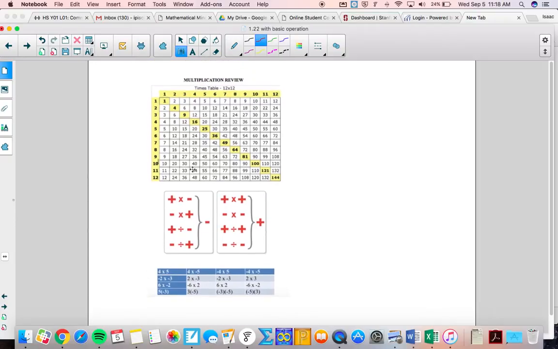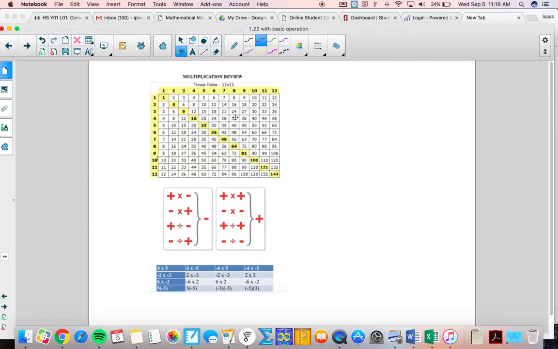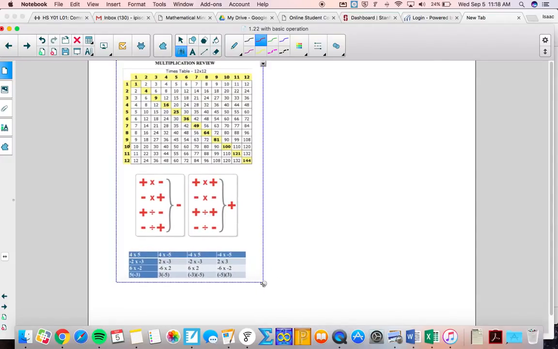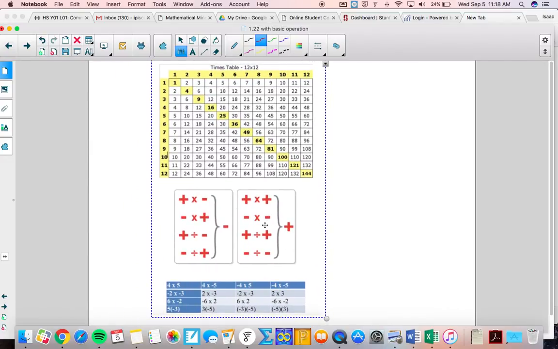The other side of your paper talks about multiplication. Here's your times table. If you don't know these, it'd be good for you to memorize them. Then we're not just going to talk about multiplying positive numbers, but also negative numbers. If we take a positive number times a negative number, or a negative number times a positive number, in other words, if the two numbers we're multiplying together are opposites, one's positive, one's negative, it's going to be a negative value. Whereas a positive times a positive is a positive, and a negative times a negative is a positive.